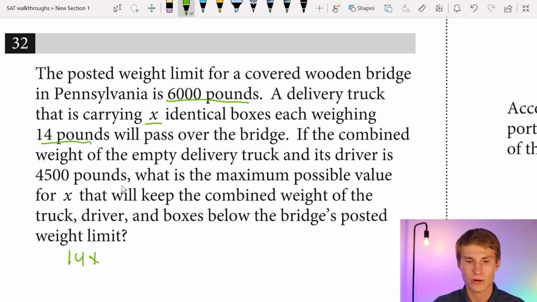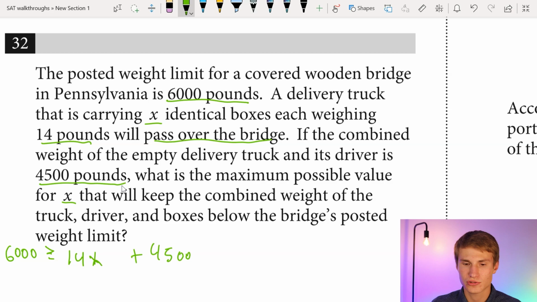So I'm going to go ahead and start writing out my equation. I'm going to have 14X. We know that its limit is 6,000 pounds, so the weight has to be less than or equal to that limit. All right, and then we have: it will pass over the bridge if the combined weight of the empty delivery truck and its driver is 4,500 pounds. What is the maximum possible value for X that will keep the combined weight of the truck, driver, and boxes below the bridge's posted weight limit?